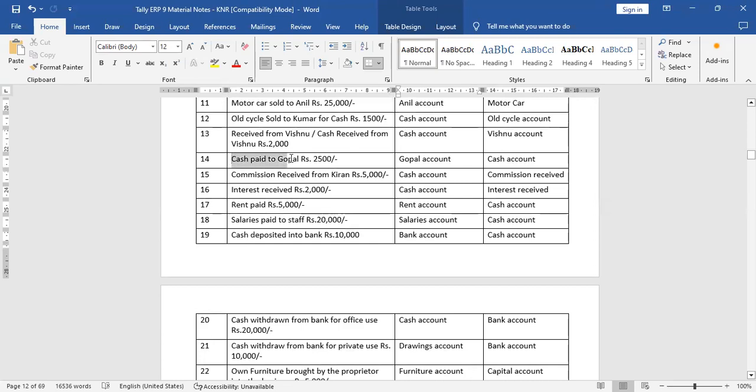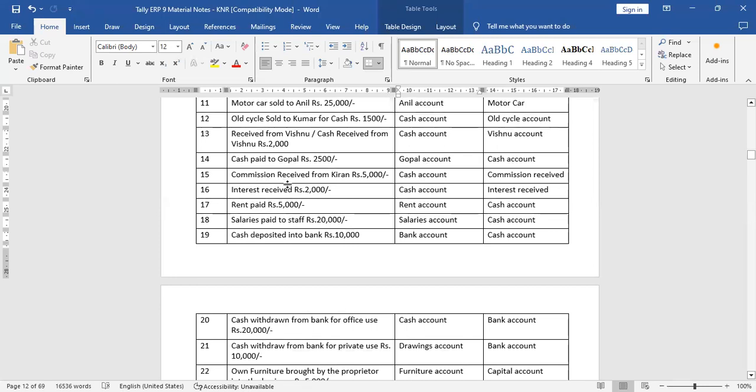Next point, cash paid to Gopal, rupees 2,500. So here cash paid to Gopal. Is Gopal a receiver or giver? Receiver. Receiver, which side do you enter? Debit side. Cash paid: does cash come in or go out? Goes out. Which side? Credit side.